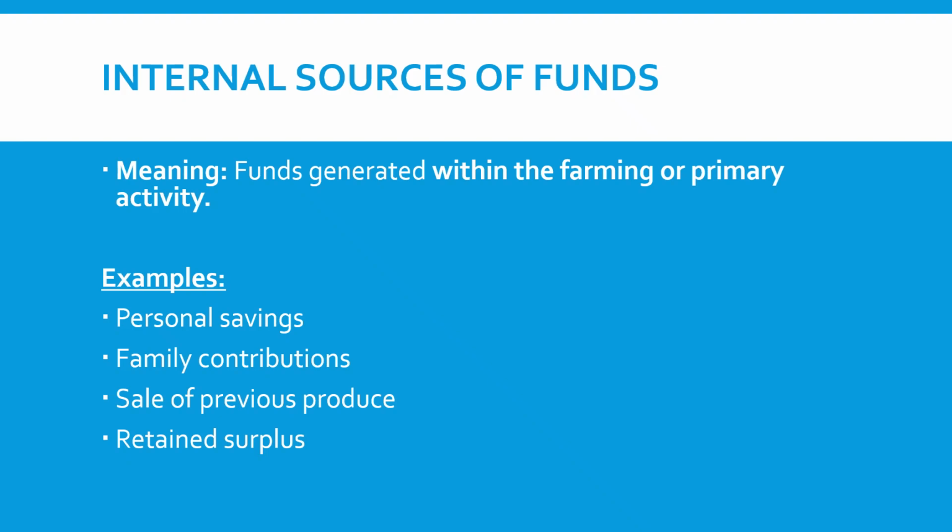Internal sources refers to funds generated within the farming family or activity itself. For example, personal savings of the farmer, family contributions, sale of previous produce or the previous harvest, and retained surplus. These sources are cheap, easy to access, but limited in amount. Small farmers mostly depend on internal sources only.